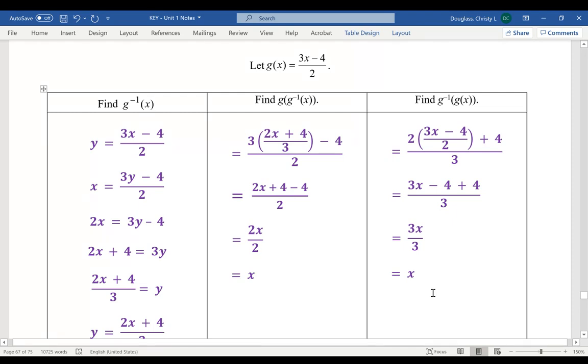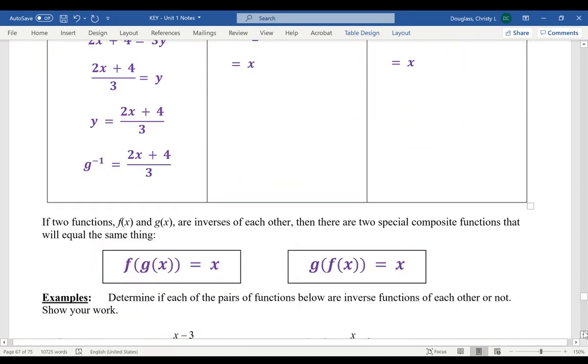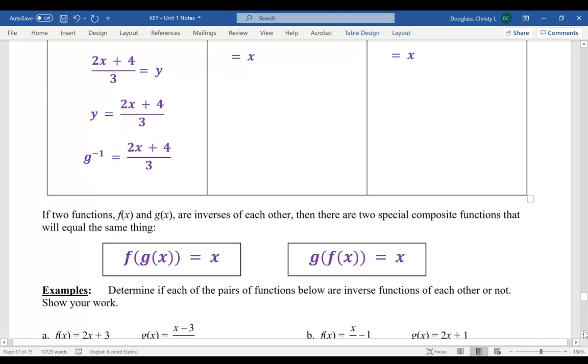It makes perfect sense when you think about what a composition of functions and inverses do. If two functions, f of x and g of x, are inverses of each other, then there are two special composite functions that will equal the same thing. If f of x and g of x are indeed inverses, then f of g of x will always equal x, and g of f of x will always equal x.